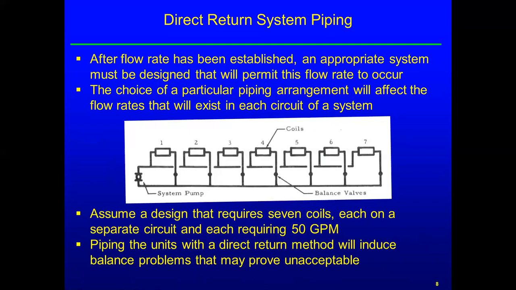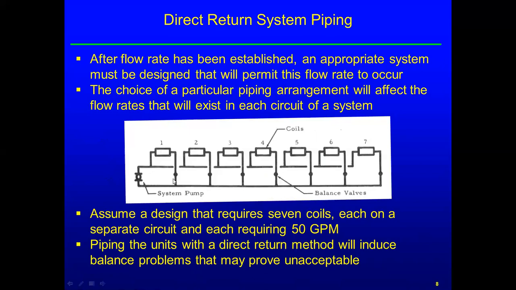Each one has a separate coil. We have a central circulating system pump. So assume a design that requires 7 coils, each on a separate circuit and each requiring 50 GPM. Piping the units with direct return will induce balance problems because, as we know, this first circuit has a short supply piping up to here.